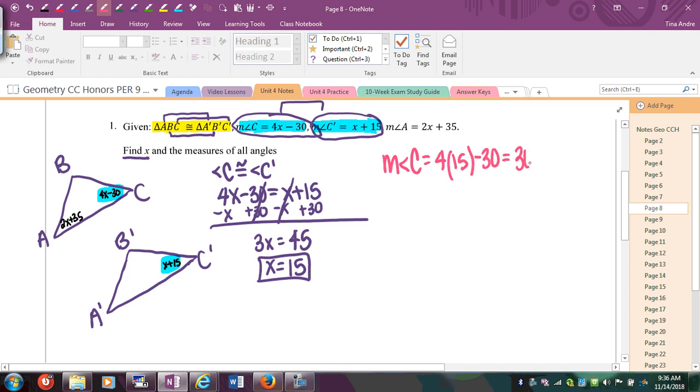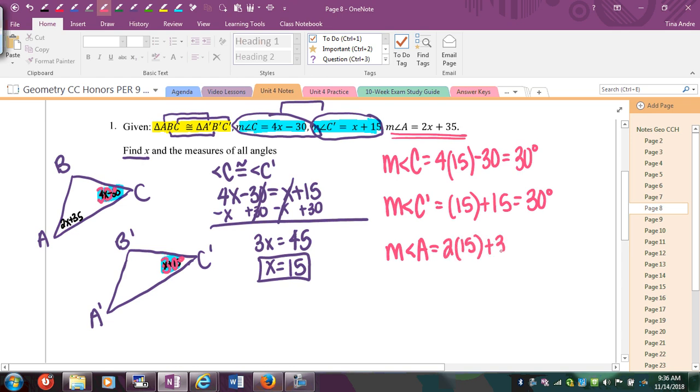That's going to give me 30 degrees, which means that the measure of angle C prime, I should get the same thing, but let's just double check. I'm going to go ahead and label that 30 over there. If we plug into C prime, 15 plus 15 is going to give me 30. So that's good. That's my check that my answer for my equation was correct. And then if I want to find angle A, they give me angle A in terms of x, so I can plug into that. 2 times 15 plus 35 is going to give me 65.